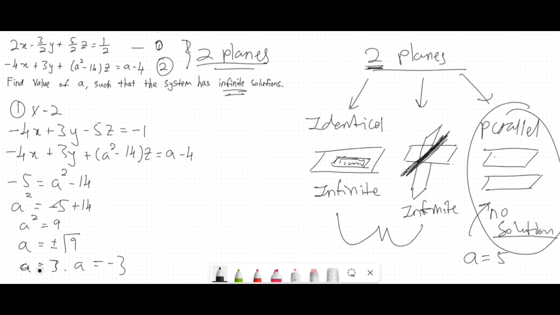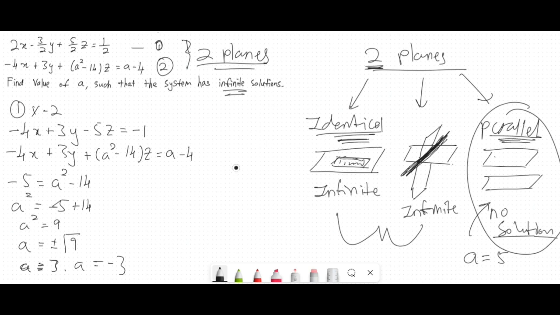Right, so how do we know which is which? Is it 3 or negative 3? Now we can test this. So here's the thing. Why are there two answers? Because when the coefficients are identical, when the coefficients match up, there are two possibilities. It can be identical planes or parallel planes. Remember this: when coefficients are the same, it can either be identical or parallel planes.